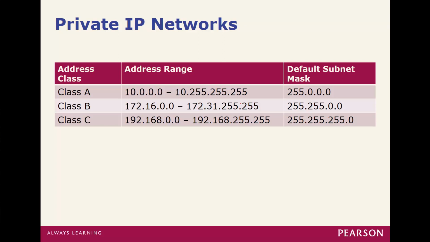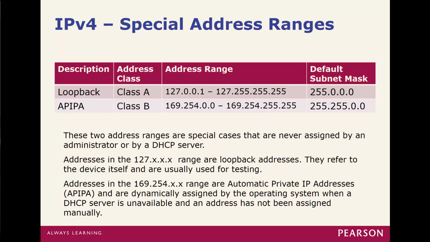So a few addresses that weren't really there were loopback addresses, and that was anything in the 127 network range. That's a specialized address. And there is an APIPA address, and that is a 169.254. If you're not given an address, you will get an APIPA address. That allows just local communication, but nothing other than local.